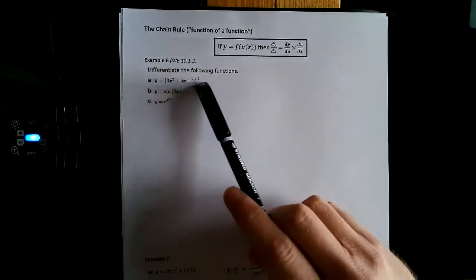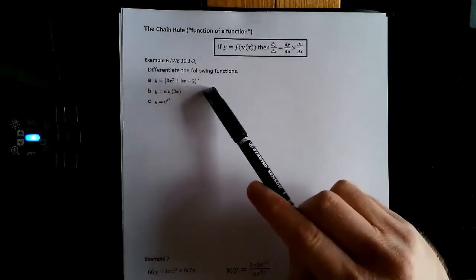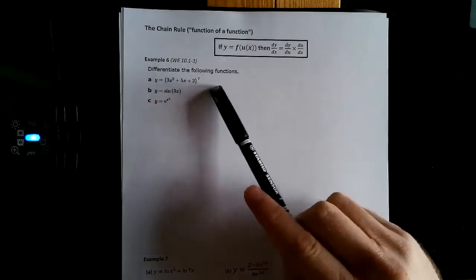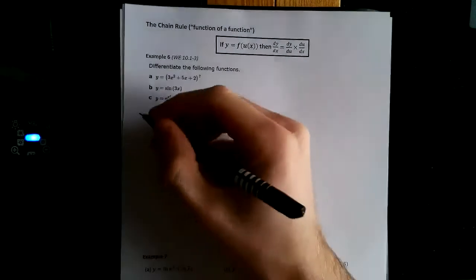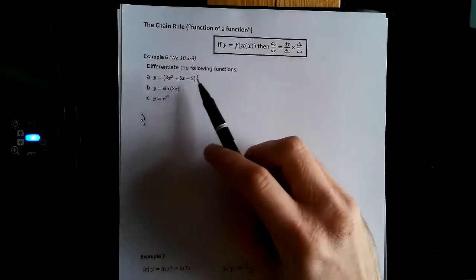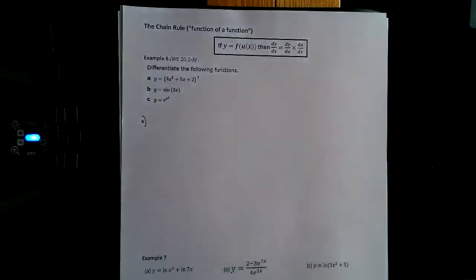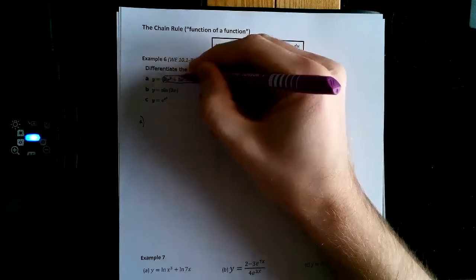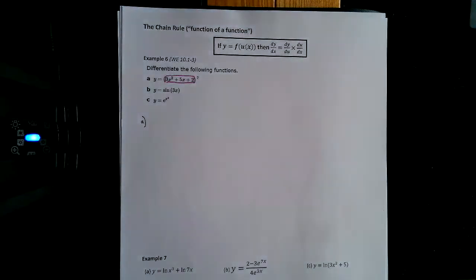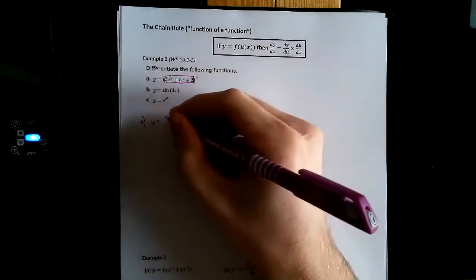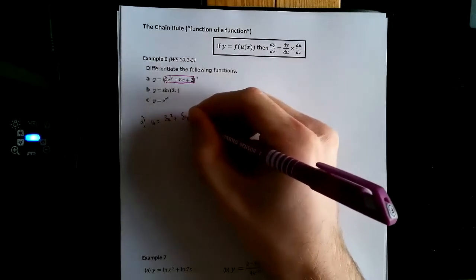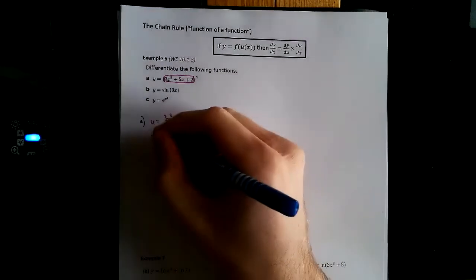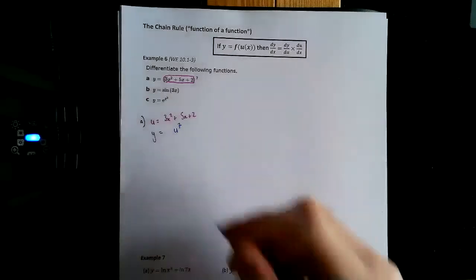So if you look at this first one, to differentiate that, you could expand the bracket and then differentiate the term, but that's going to be a lot of work. However, using the chain rule, we can spot that really it's a function in a function. My first function is the bracket, and it's that thing to the power 7. So I'm going to call the bracket u, so u is 3x squared plus 5x plus 2. And if that's u, then my function now just looks like y equals u to the power 7.